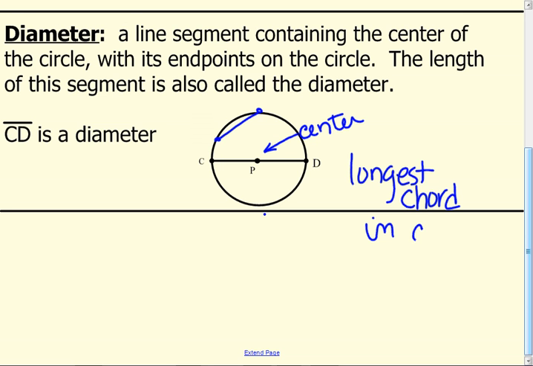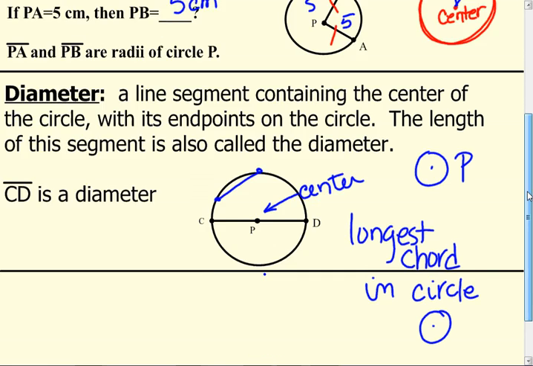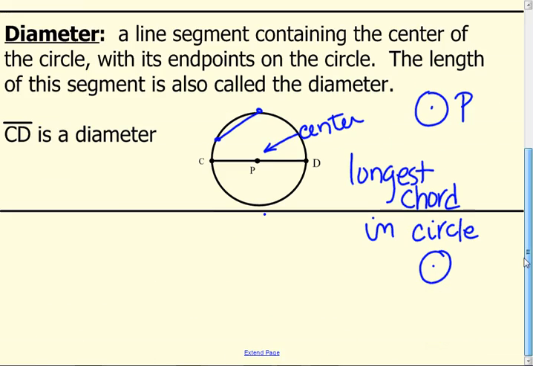Now, I don't like to write the word circle, and most math people don't like to do it either. So they draw a little circle, put a little dot in there, and that represents a circle. That's how we name circles, too. So this is circle P. Okay, that's all old stuff, right? Not particularly exciting.